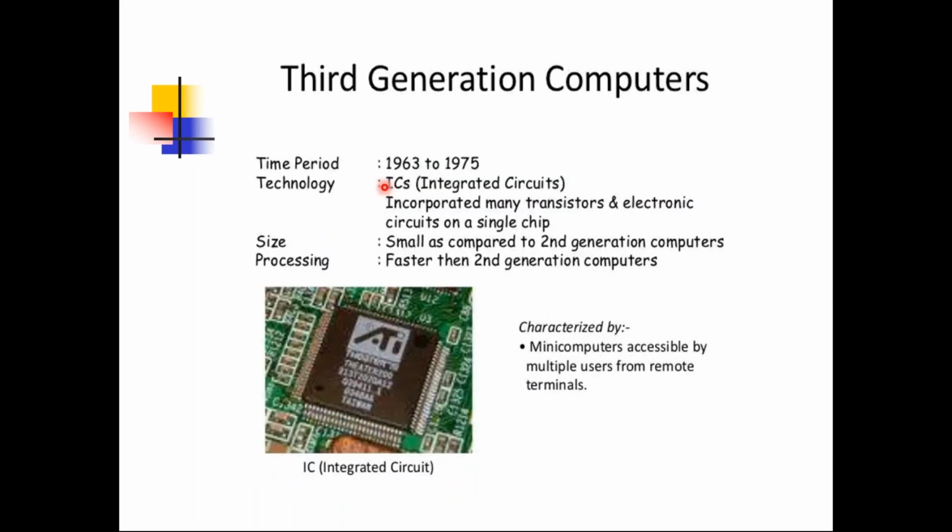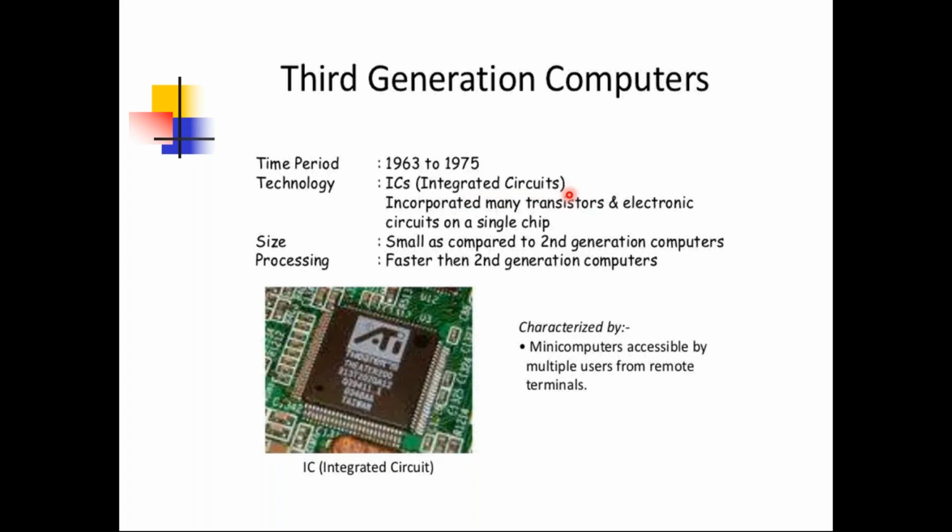Next, third generation computers. Third generation computers are from the year 1963 to 1975. Okay, it is of somewhat longer duration, like 12 years. It is made up of integrated circuits. What are these integrated circuits?